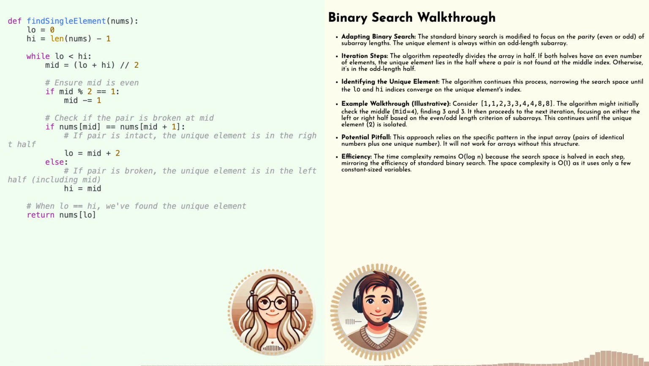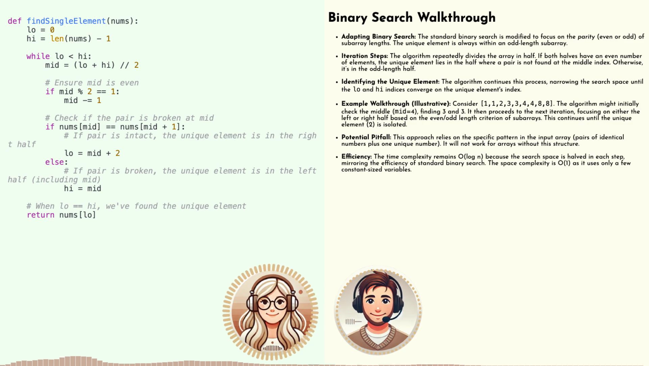Perfect. So now what do we do with our mid? We compare the element at mid with its neighbor, the element at mid plus 1. So we're comparing the 5 at index 5 with the other 5 at index 6. And they match. They do. What does that tell us? Well, if those two 5s match, it means our unique element can't be anywhere in that left half of the array. Exactly. Because if the unique element were there, it would disrupt that pairing. So we can safely discard the entire left half up to and including those two 5s.